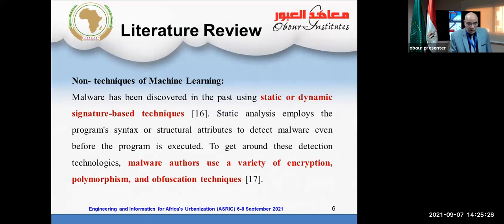From the literature review, without machine learning techniques, malware has been discovered in the past using static and dynamic signature-based techniques. Static analysis evaluates the program syntax and structure attributes to detect malware even before the program is executed. To get around this detection technology, malware also uses a variety of encryption, anonymization, and obfuscation techniques.